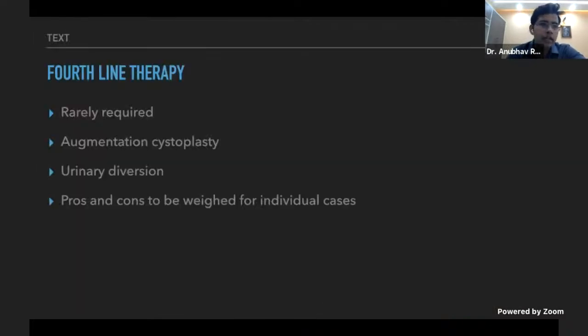Fourth line is rarely required, but if the patient has not responded to the above 3 lines and wants you to do something about it, then we can do augmentation cystoplasty, that is interposing a segment of the intestine in the bladder so that its capacity is increased and its uncoordinated contractions are decreased. Urinary diversion can be done, and removal of the urinary bladder can be done. This is very, very rarely done because of effective pharmacotherapy now, and pros and cons need to be weighed for individual cases.